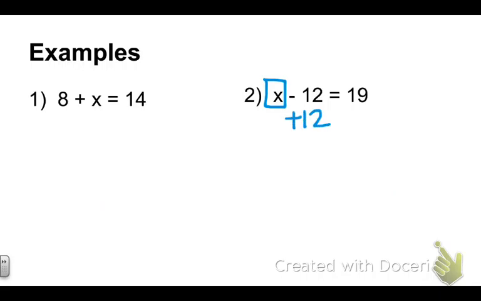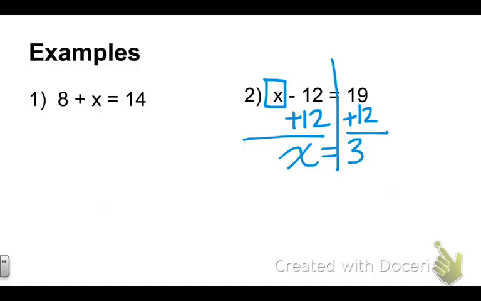Whatever you do to one side of the equation, do to the other side. Put that little split down the middle of your equal sign. So plus 12 on the left, plus 12 on the right, everything stays even. Negative 12 plus 12, kind of fill that hole, so that's going to give you x equals, and 19 plus 12 is going to give you 31. You can check it, substitute 31 in for x, 31 minus 12, yes, it is 19, that works.